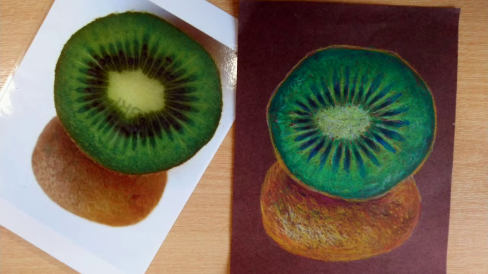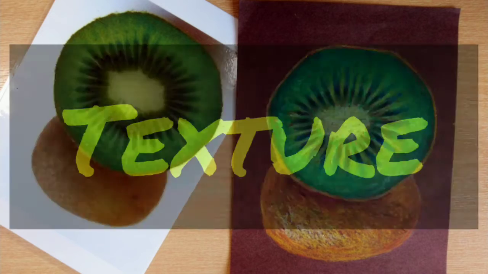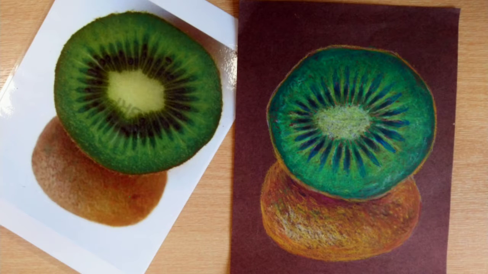In this video, we're going to look at how to use oil pastels to create accurate color and how to show different textures. And texture refers to how something would feel if you were to touch it. So with this kiwi fruit, I need to focus on how to create this fuzzy texture that's on the outside of my kiwi, and then a more smooth texture for the inside of the fruit.